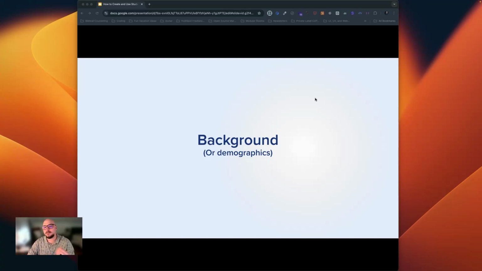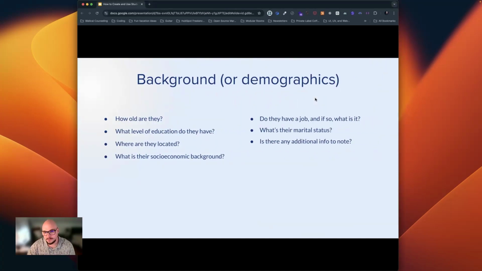demographics. You're going to be asking questions such as, how old are they? What's their level of education? Where are they from? What's their socioeconomic background? Do they have a job right now? And if so, what is that job? How about their marital status? And any other additional information you should note. This background will give you key insight as to what potential pain points they might have, as well as valuable information you need to know when marketing to them.